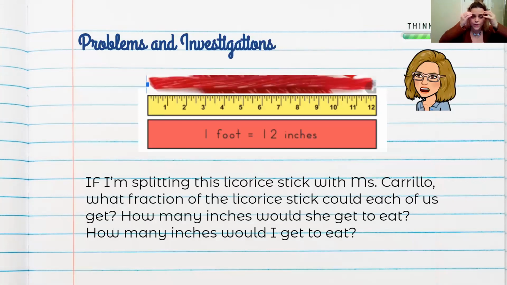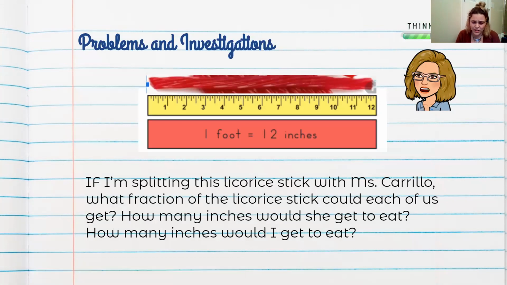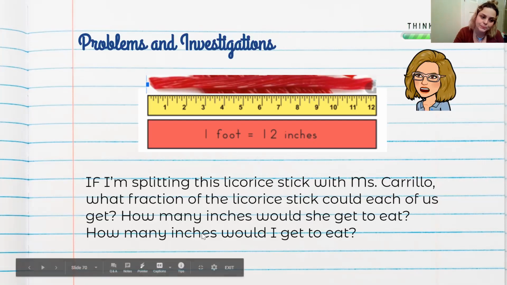So right now, all I want you to do is a lot of thinking. I will ask you to write in a little bit, but right now I just want you to think. So take a look at our screen. I just want you to notice a few things. Look at the picture. We have a long stick of licorice, we have a ruler, and then we have something right below that ruler. And it says 1 foot is the same as 12 inches. We've used those rulers before in class, and that is equivalent. 12 inches is the same as 1 foot.